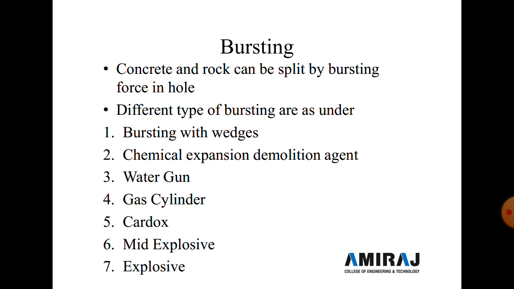The sixth one is the mild explosive method. The blasting speed of this explosive is about 30 meters per second, and it breaks the concrete by vibration. The seventh one is explosive. The blasting speed is 4000 to 7000 meters per second, and these explosives are very powerful. They are generally used in mountain areas for blasting purposes.